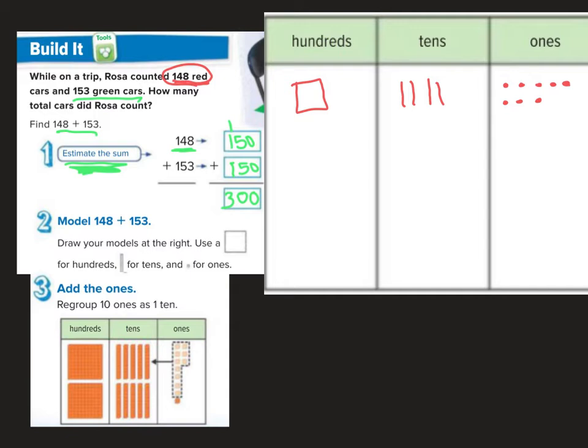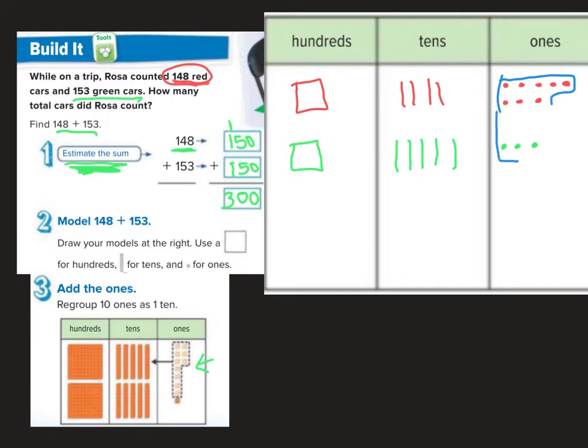Now I'm going to switch to my green cars here, 153. So again, I have 100. 5 tens, 1, 2, 3, 4, 5, okay, and 3 ones, 1, 2, 3. So, as we can see from this picture right here, I can regroup because I have 10 ones. I'm going to change my color here to, let's do blue, right? So I have 8 ones here, 8, 9, 10.